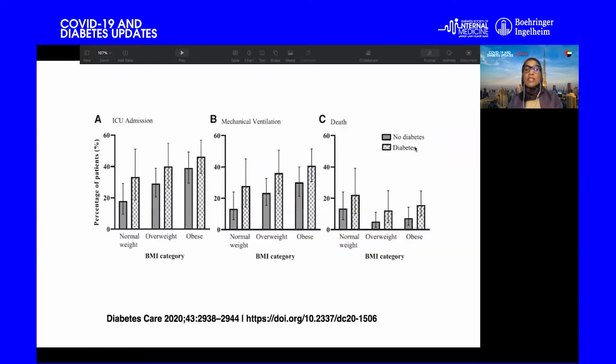And if we look at the checkered boxes, these are the patients with diabetes, and the dark gray bars are the patients without diabetes. And what you appreciate is the fact that whatever their BMI category, so if you look at those who are normal weight, those who are overweight or obese, if you have diabetes, your likelihood for intensive care admission, your likelihood for the need for mechanical ventilation and mortality is much higher in those with diabetes as compared to those without.